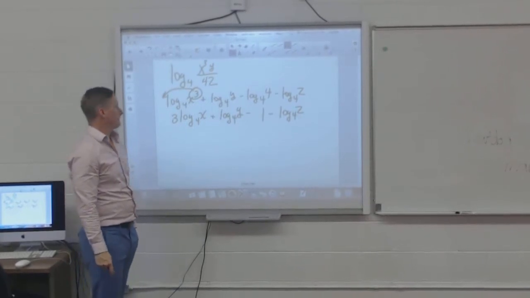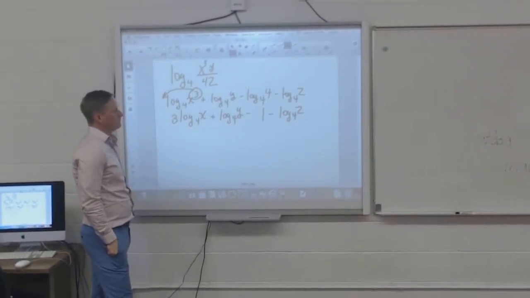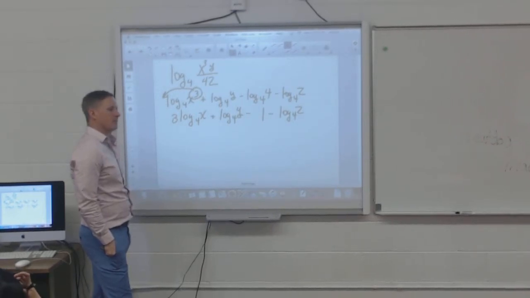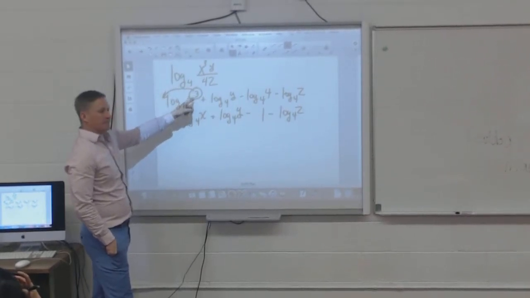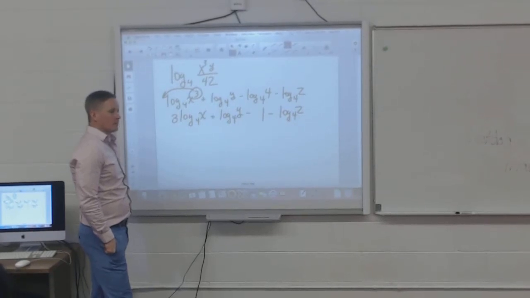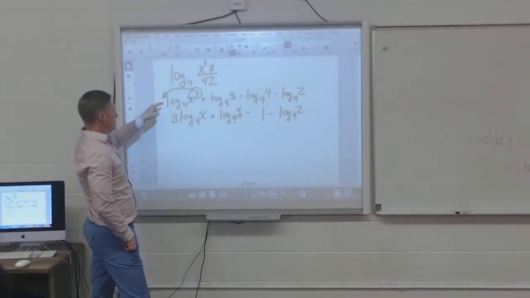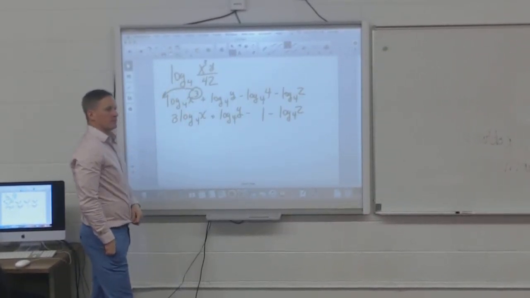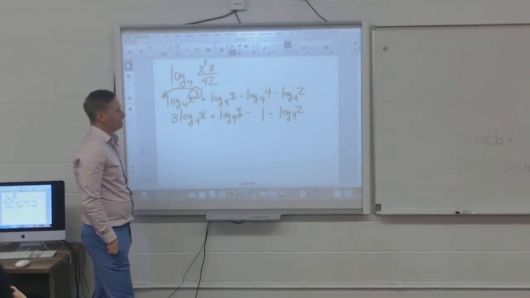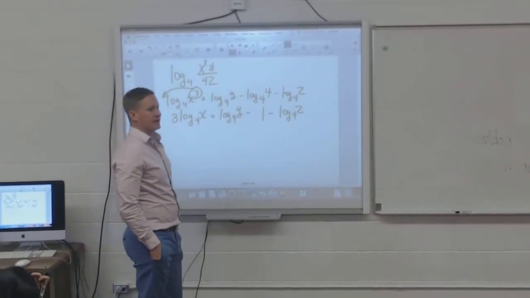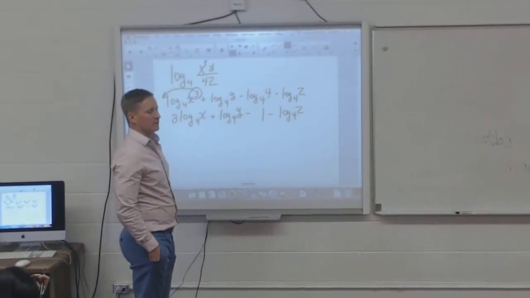How come you only need the 3 over? Why didn't you do it throughout the whole thing? There's no other exponents. This is an exponent. It only moves exponents to the front. And then when you do log 4 base 4, that's 1. The log of any number to the same base is equal to 1.